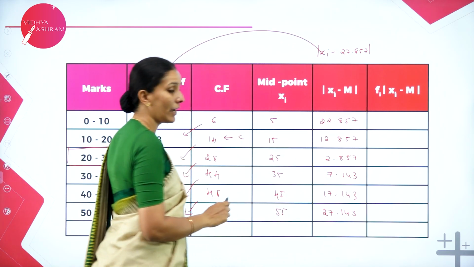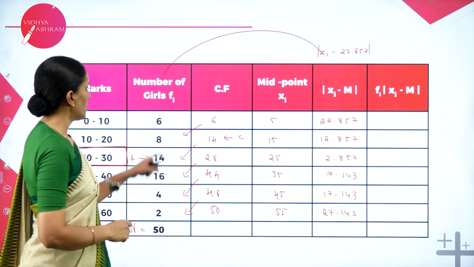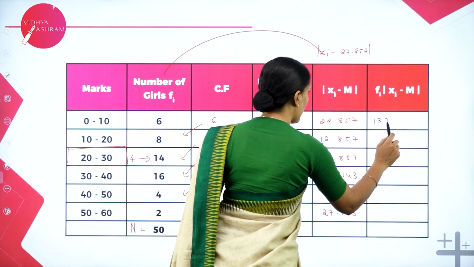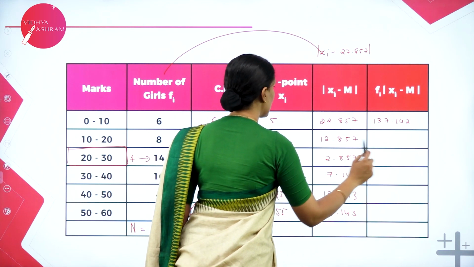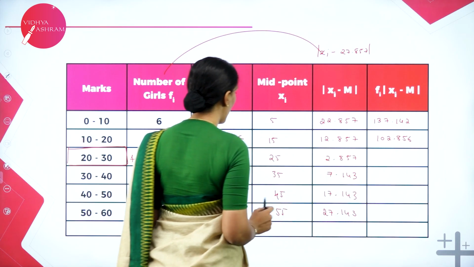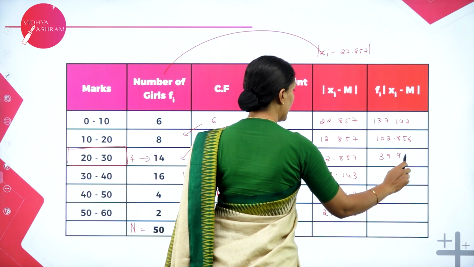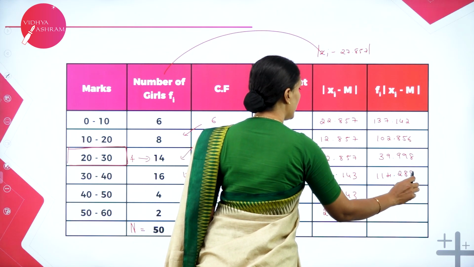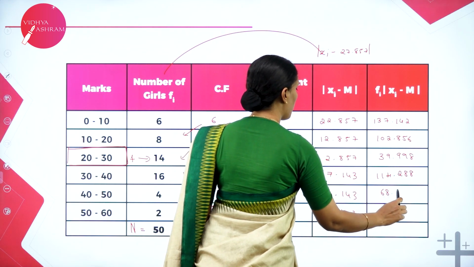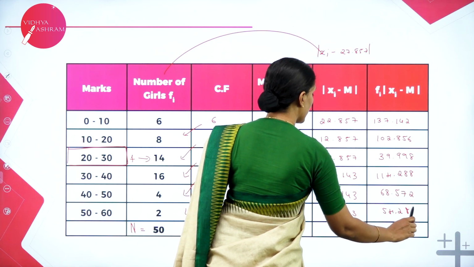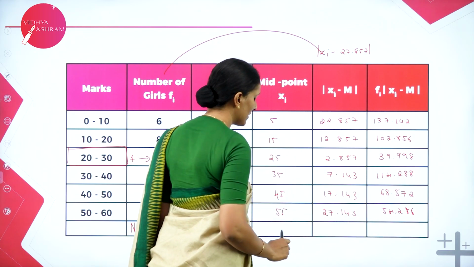column to get Fi into Xi minus M. So 6 into 22.857, so it is 137.142. Next is 102.856. Next one, 39.998, 114.288, 68.572, 54.286. Now sum up all these observations.